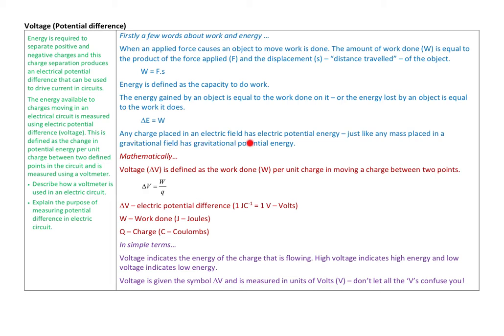Any charge placed in an electric field has electric potential energy, just like any mass placed in a gravitational field has gravitational potential energy. So it might be a little bit confusing, a little bit above what you've done in previous years, but if we hold any object up above the ground, it's in a gravitational field, and the Earth's gravity is pulling it down. When we let it go, it will gain speed, it will gain kinetic energy, and it will have the ability to do work. That potential energy, that stored energy it has when you're holding it off the ground, is its gravitational potential energy.